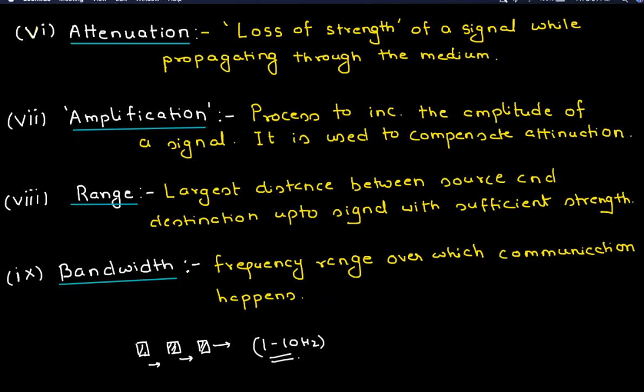But suppose you have 1 to 10,000 hertz frequency, then the first data packet will use 1 to 10 hertz, the second data packet will use 11 to 20 hertz, the third will use 21 to 30 hertz. So that way, multiple data can be transmitted at a single time. So automatically, your speed will increase. Fine. You don't have to create a queue. So this is the bandwidth.